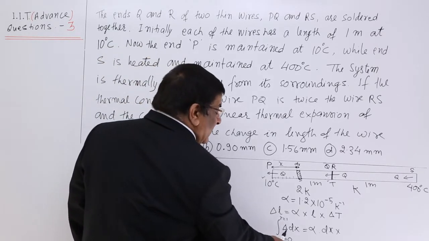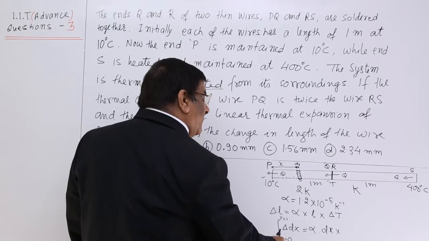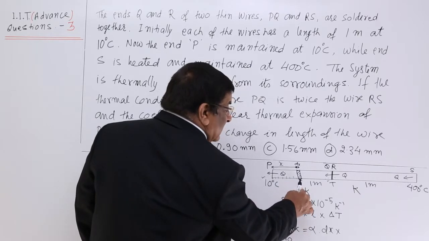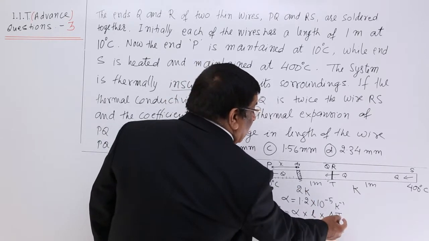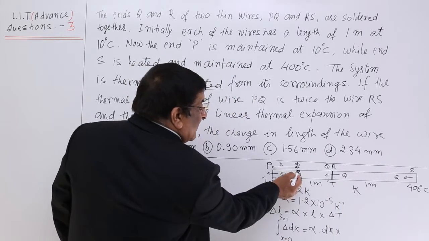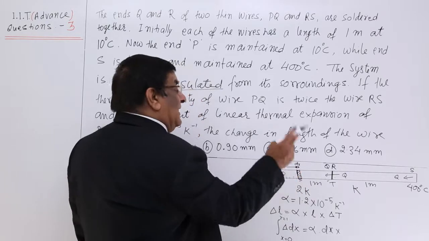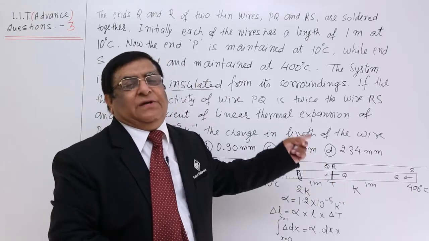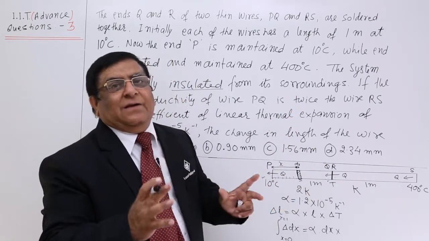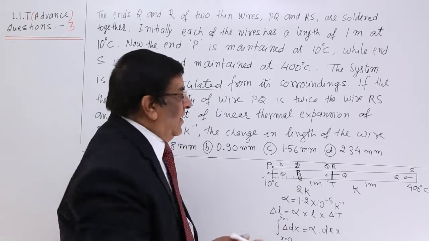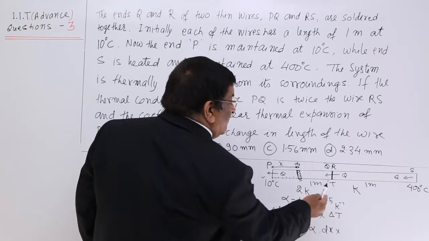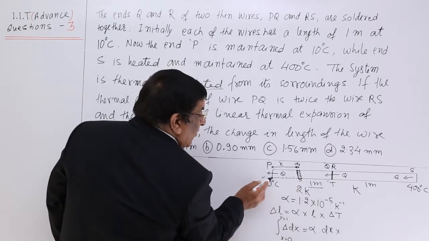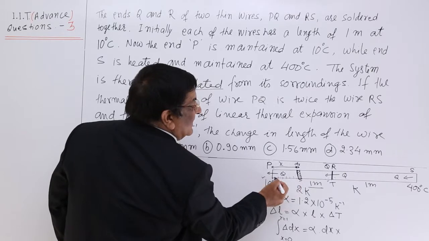So what are we going to integrate? The expansion in dx. And what is the formula for that? Alpha, the coefficient, multiplied by the length, dx only, multiplied by delta T. Delta T is the temperature difference from when it was earlier. Earlier it was 10 degrees. Now how much is it? I don't know; we are supposed to find it. What is the temperature here? For this, it is very easy to find out. Let's find this T first. This T is the rise in temperature from 10 to T at 1 meter. Then you can always find the rise up to x centimeters.